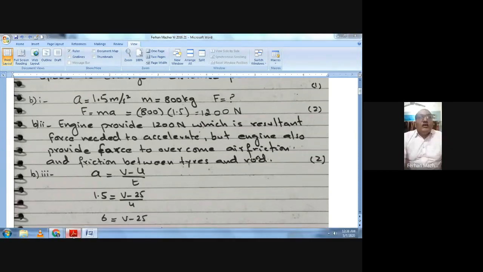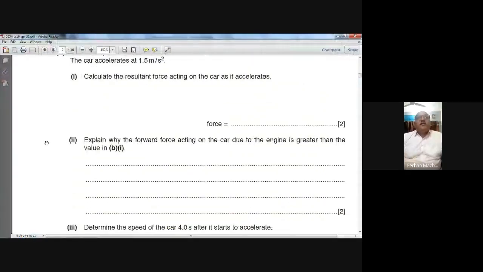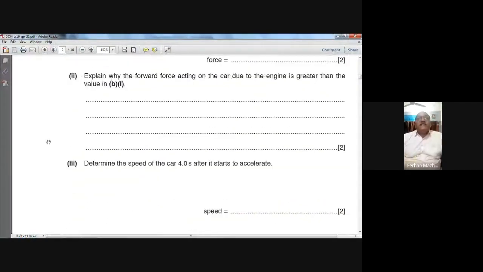Okay, so we are moving to the second part of the B. Explain why the forward force acting on the car due to engine is greater than the value in the B first part. The force in the B first part, which you calculated, 1200 newton, that is the force required to accelerate the car. But the engine has to provide force more than this. The reason is that there is air friction.